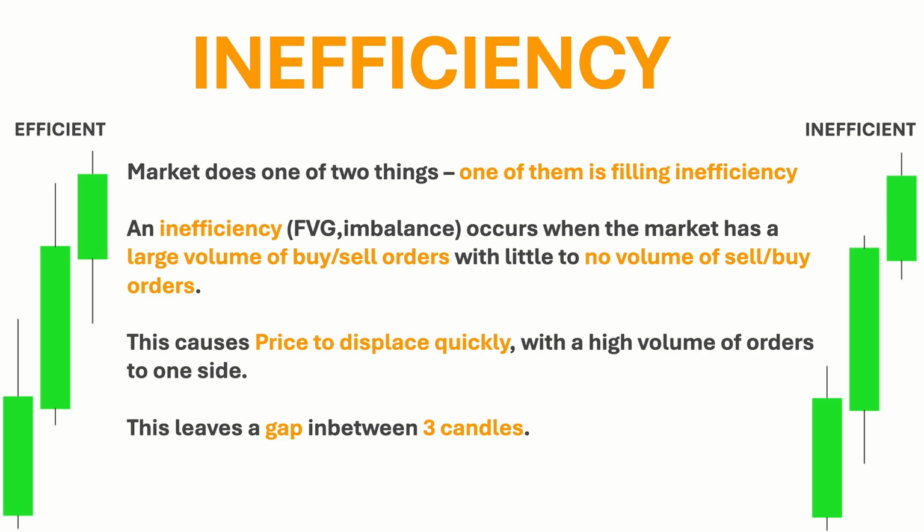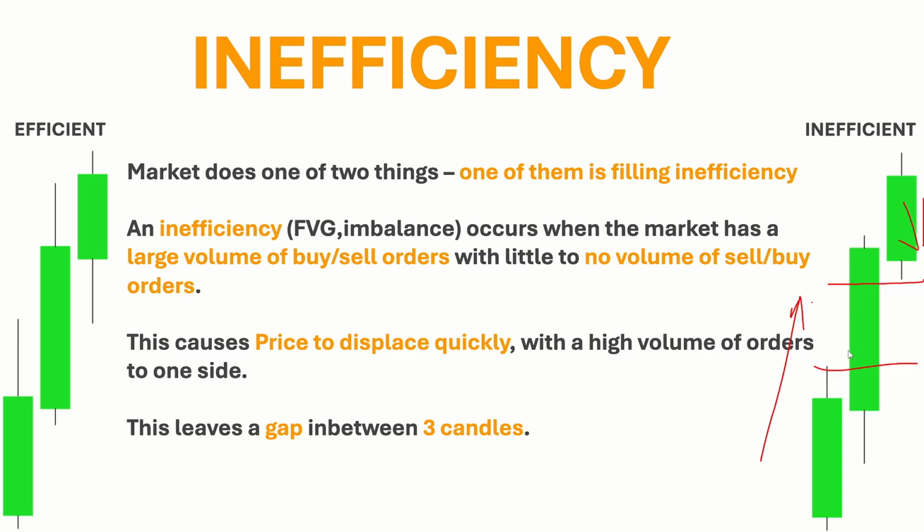Now, these fair value gaps and imbalances occur when the market has a large volume of buy or sell orders with little to no volume of sell or buy orders. What do I mean by this? I'm going to bring you guys to this diagram right here of our inefficient price action, and as you guys can see, we do very clearly have a fair value gap right here. The reason this gap forms is because there isn't efficient price action. What does this mean? It means there are way more buyers in the market than there are people selling. Now, this causes price to jump quickly as the volume of buyers is way stronger than the volume of sellers. However, this price does not reflect the market's true value.